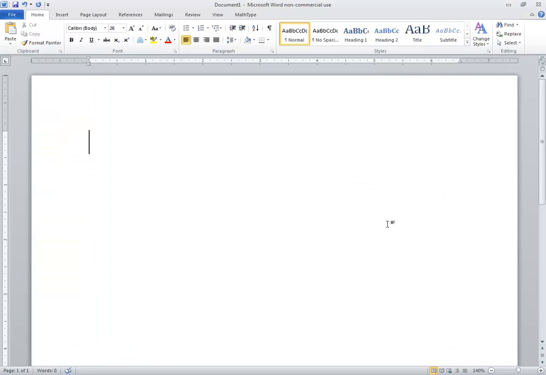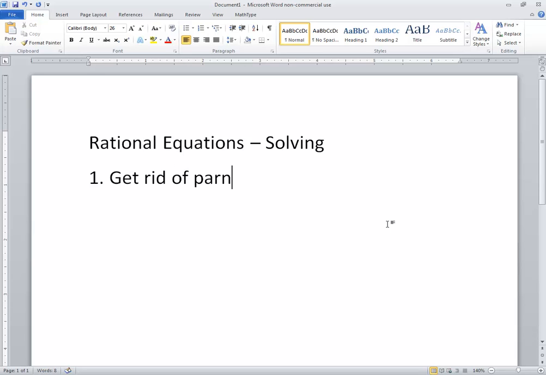Now, our steps for solving rational equations. Our first step is to get rid of parentheses. Usually this is with the distributive property. That's what most of the problems involve, if they have parentheses at all. But it doesn't have to. You could multiply two binomials together, FOIL it.